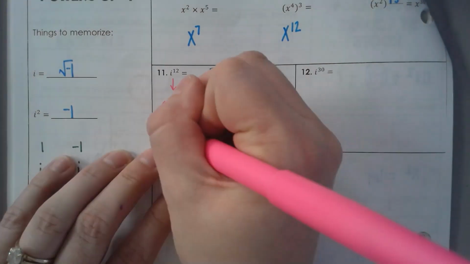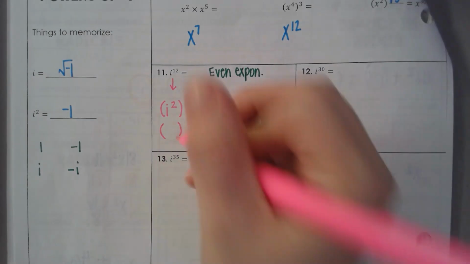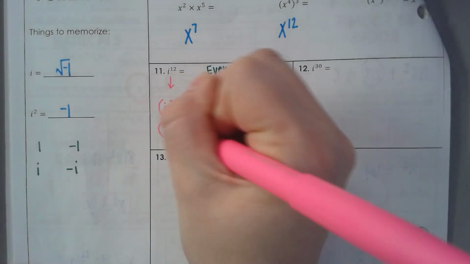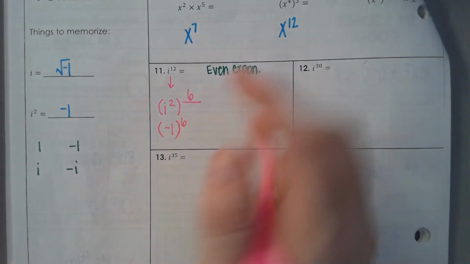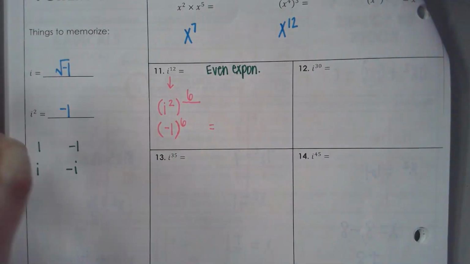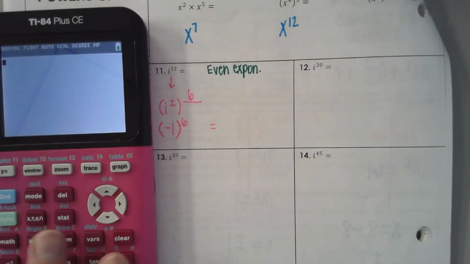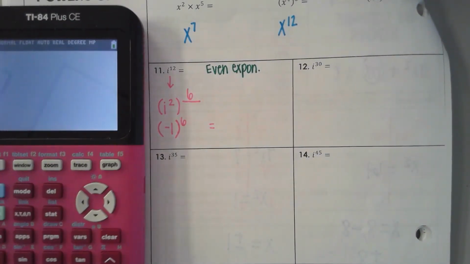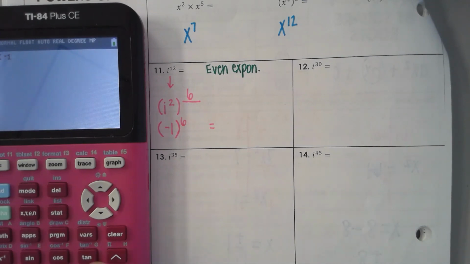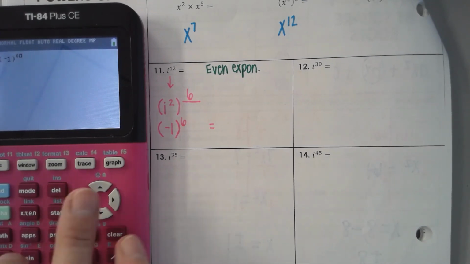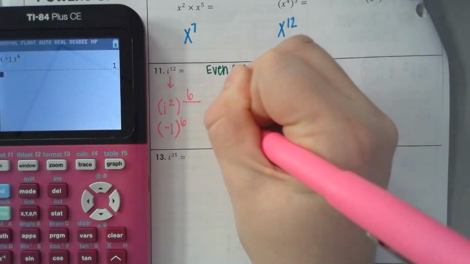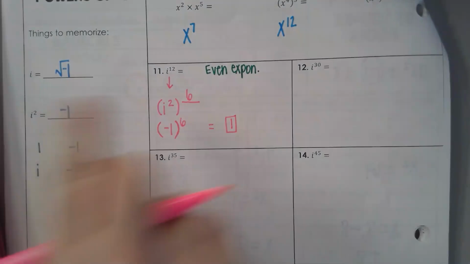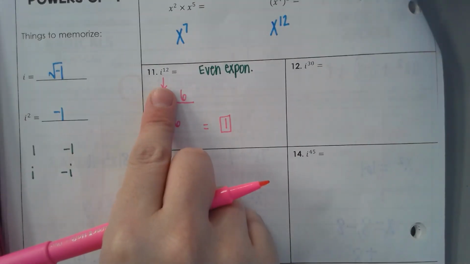Do you know what i squared is? It's negative 1. So this is the same thing as having negative 1 to the 6th power. And you can type that in your calculator. Just make sure you put the parentheses. Negative 1 to the 6th power is 1. So i to the 12th power is 1.